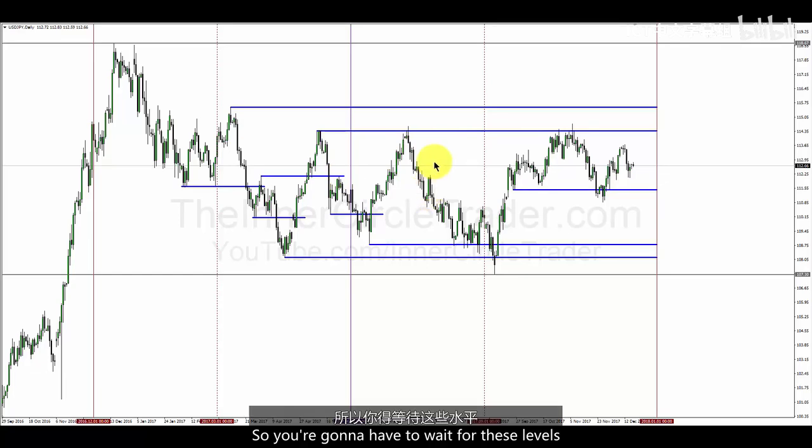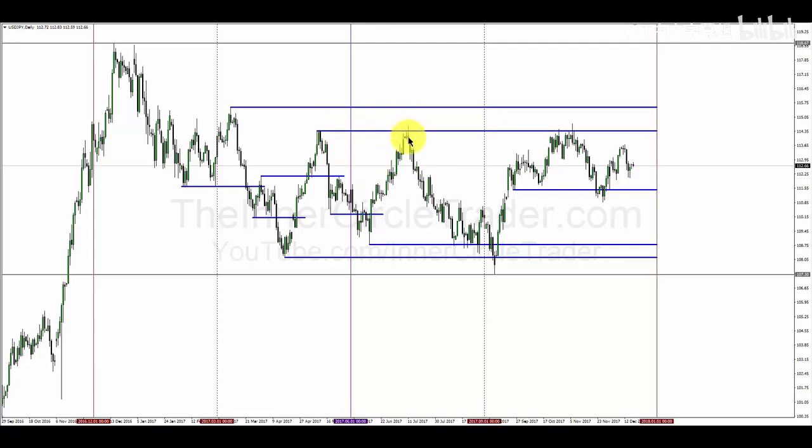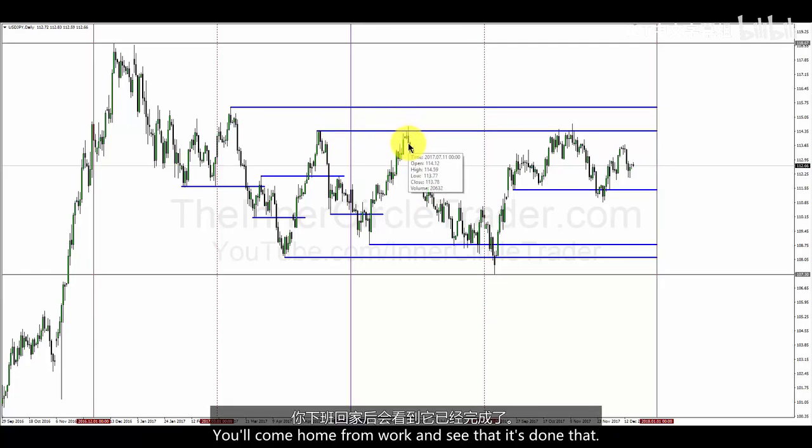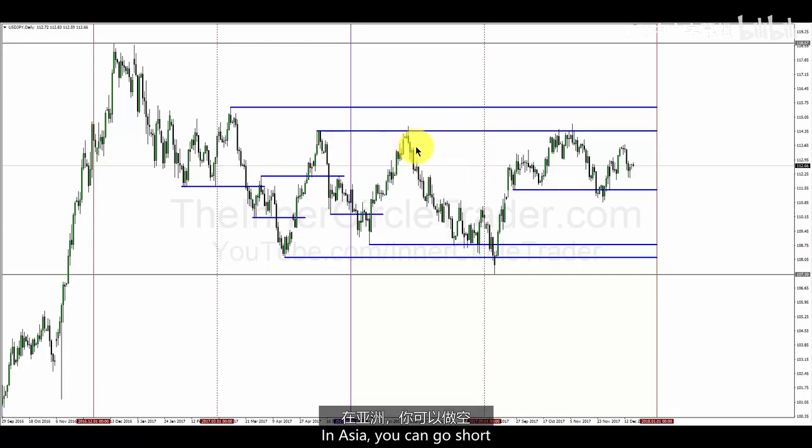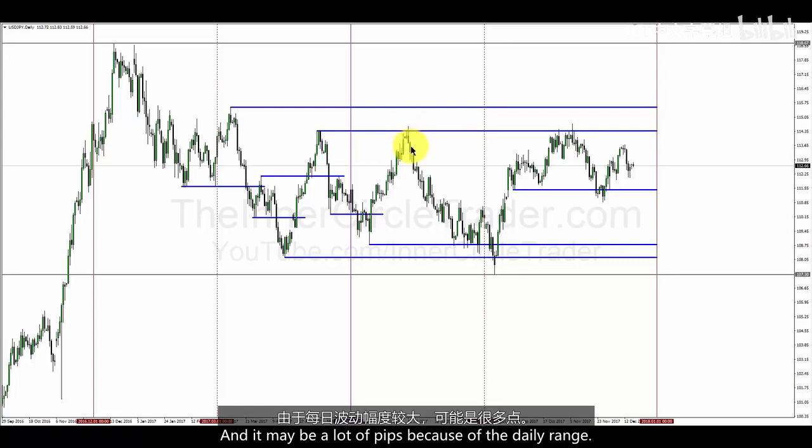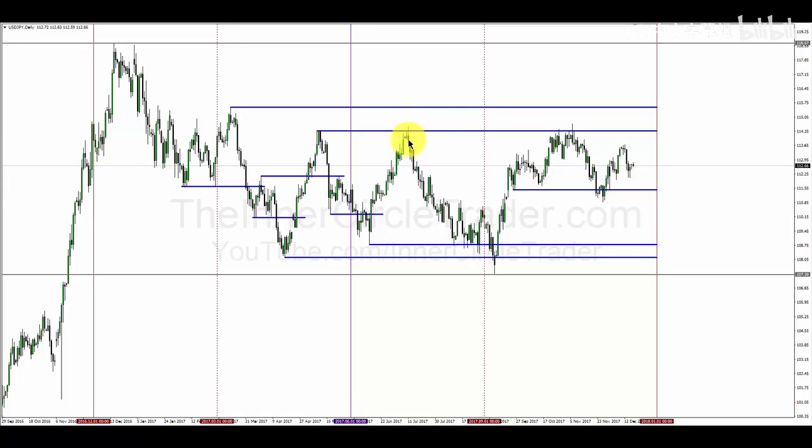So you're going to have to wait for these levels to trade back to this high, trade through it, maybe reject it, okay, and wait for that candle to close. You'll come home from work and see that it's done that. Okay, so what do you do? In Asia, you can go short, or you can look at the open at Asia and maybe trade above the opening at Asia and then sell short there, put a stop above that high. And it may be a lot of pips because of the daily range, but again, this is for people that cannot day trade.